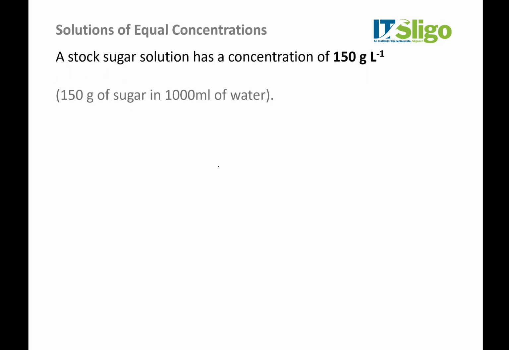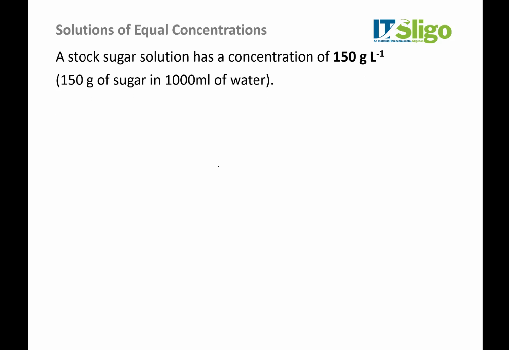Another example, guys, it's written differently. It's a little bit more scientific. A stock sugar solution has a concentration. This is 150 grams per litre. We're going to come across this notation a lot more in the next couple of weeks. I'm just introducing it now. So 150 grams of sugar in 1,000 mils of water. So I know that's my reference ratio.